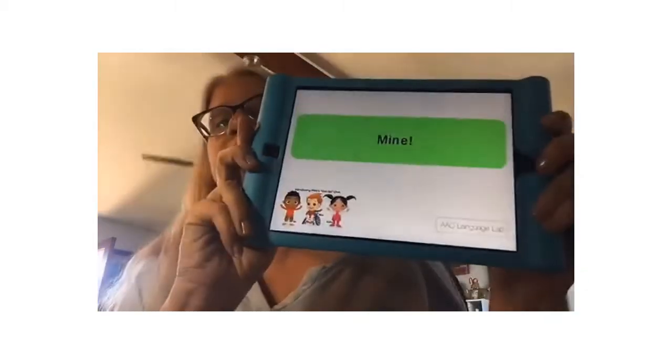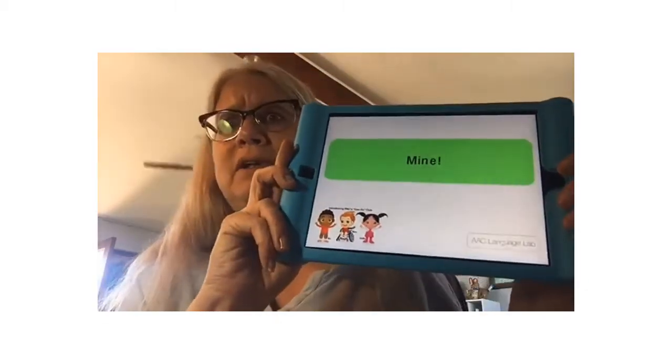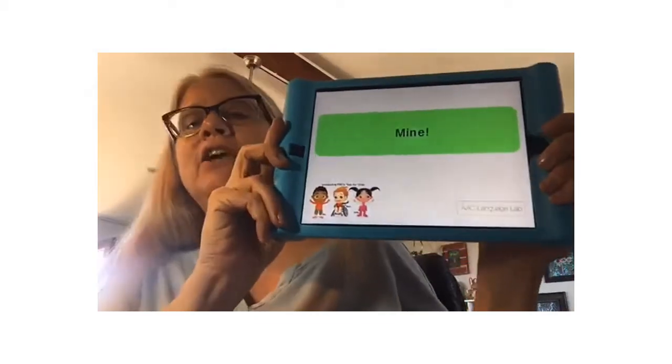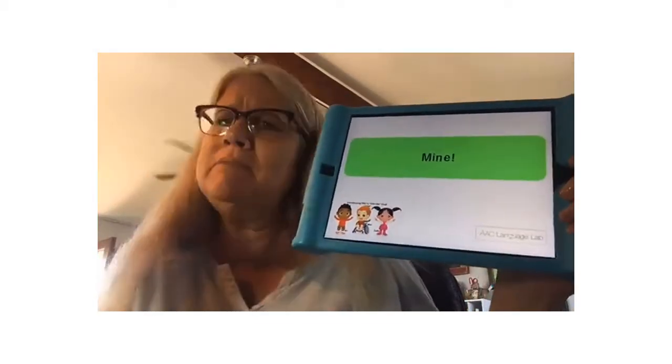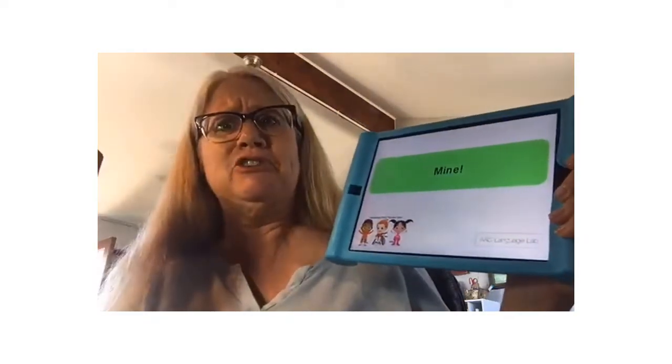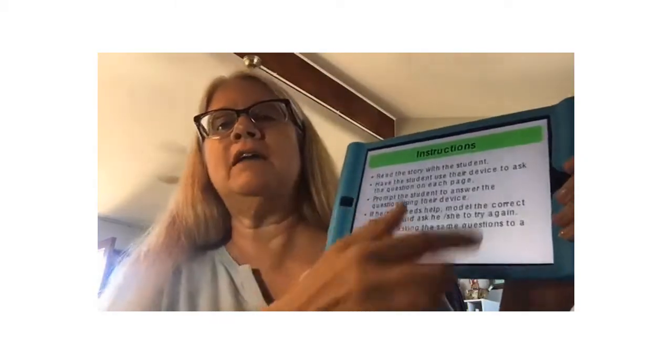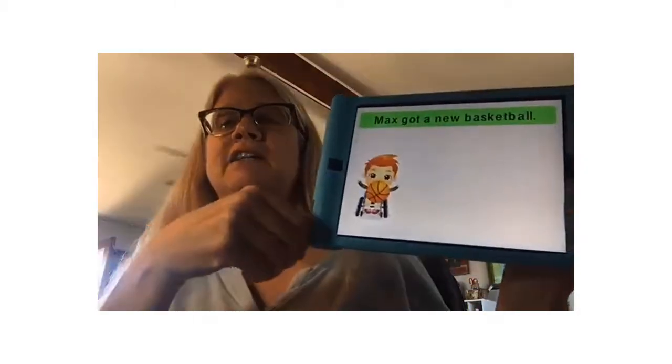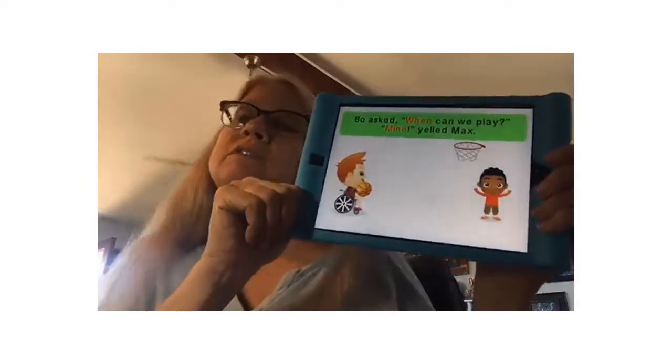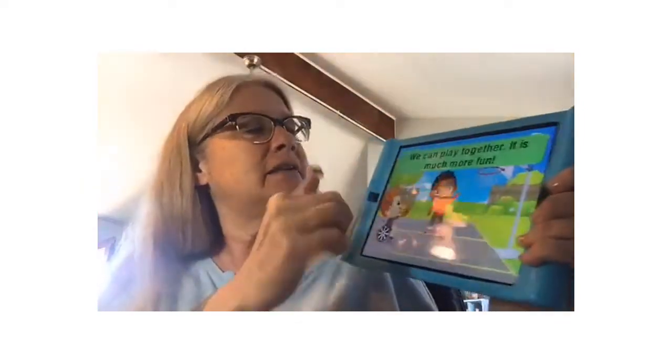And the student can then practice that word who over and over again. And then our next book is going to be practicing the word when. And this is also a nice little book to talk about sharing. So when the kids get together, maybe they have some siblings and they have some issues with, it's mine, I don't want to share. So again, we have a word bank, instructions, and then Max, he's got his basketball, and when Bo wants to play, he says, mine. And he says, nope, we're going to have more fun together. So Bo asks him when. So all throughout the story, the student can practice using the word when.